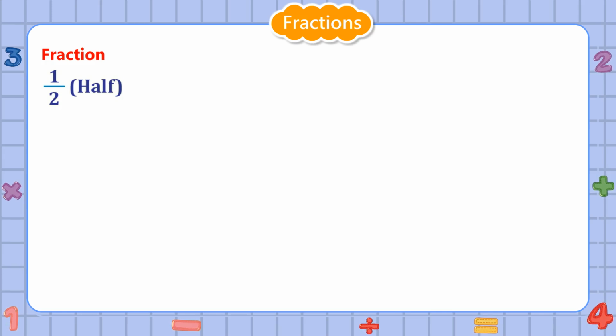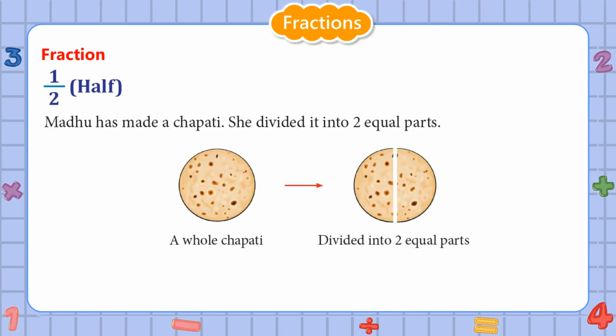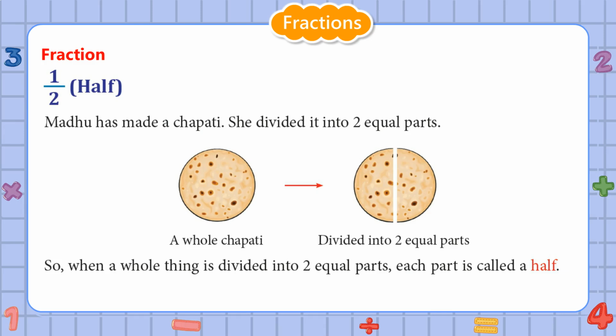1/2 or half. Madhu has made a chapati. She divided it into 2 equal parts. So, when a whole thing is divided into 2 equal parts, each part is called a half. It is written as 1/2.